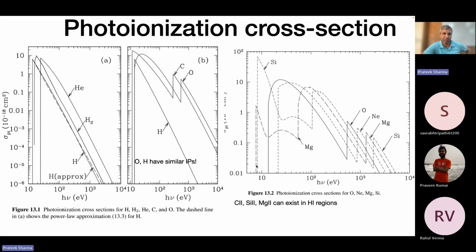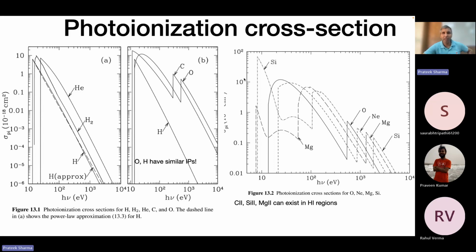Similarly, Mg has an ionization potential which is below the hydrogen ionization potential, so Mg will also be ionized in an H2 region. In fact, not just ionized in the H2 region: continuum photons with energy less than 13.6 eV will leak out of the H2 region, but line photons will not. They will be absorbed immediately inside.